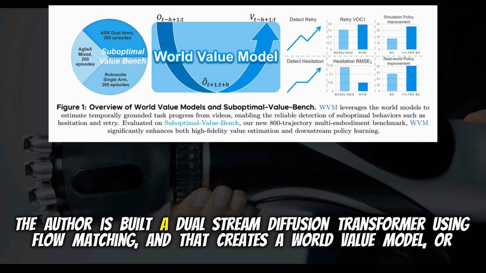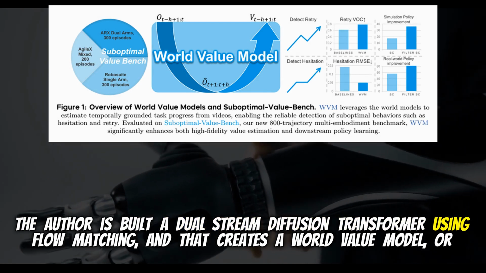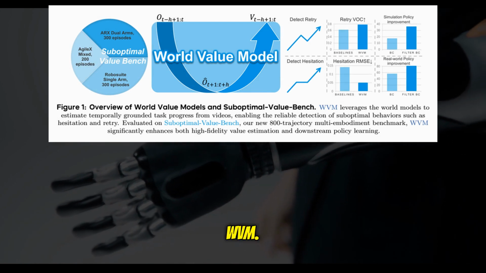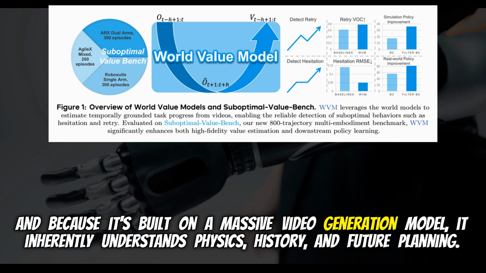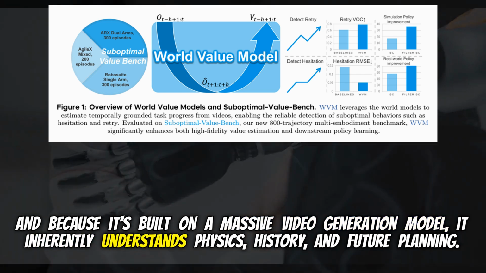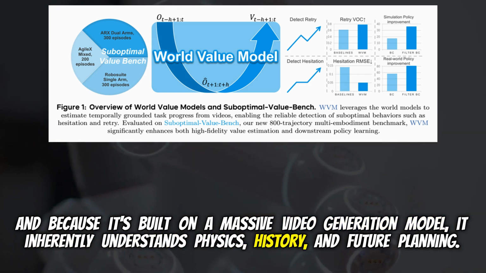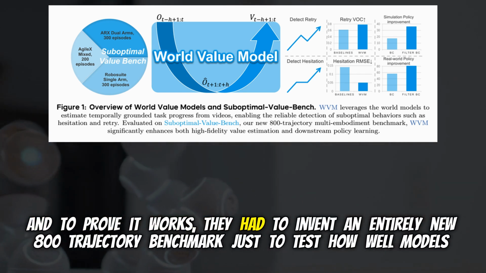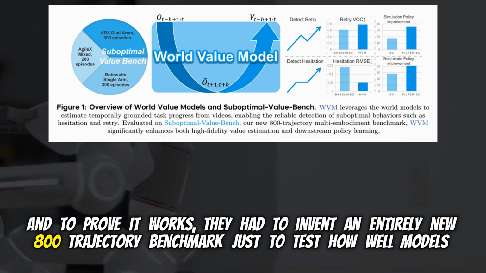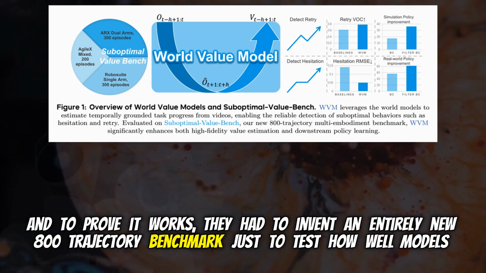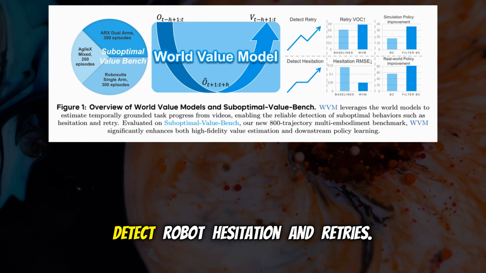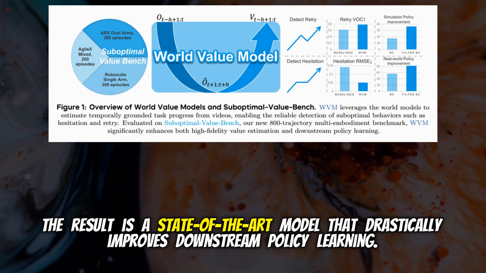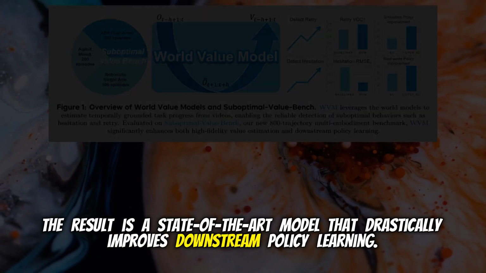The authors built a dual-stream diffusion transformer using flow matching, and that creates a world value model, or WVM. And because it's built on a massive video generation model, it inherently understands physics, history, and future planning. Exactly. And to prove it works, they had to invent an entirely new 800 trajectory benchmark just to test how well models detect robot hesitation and retries. The result is a state-of-the-art model that drastically improves downstream policy learning.